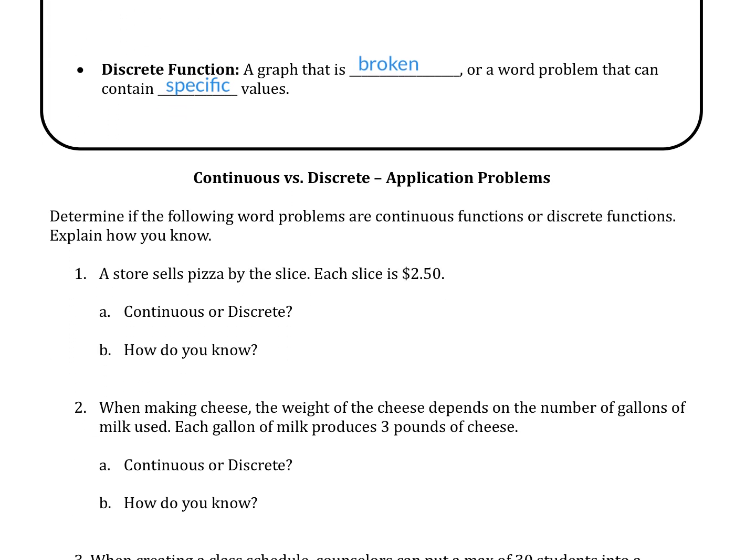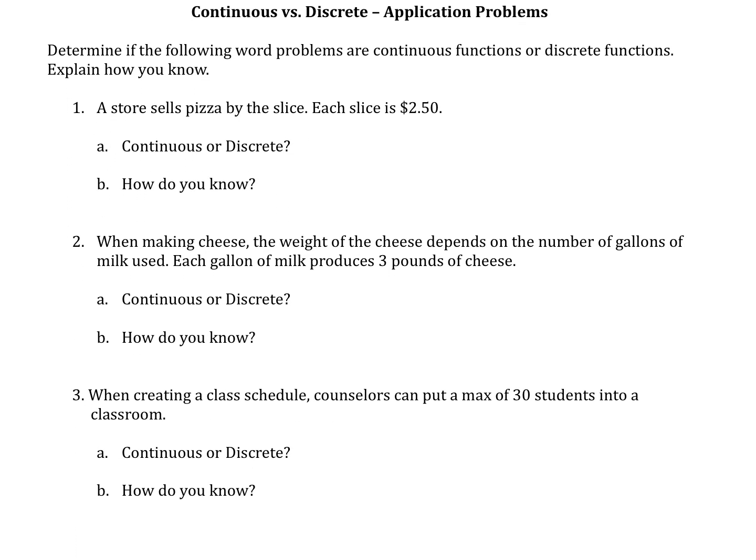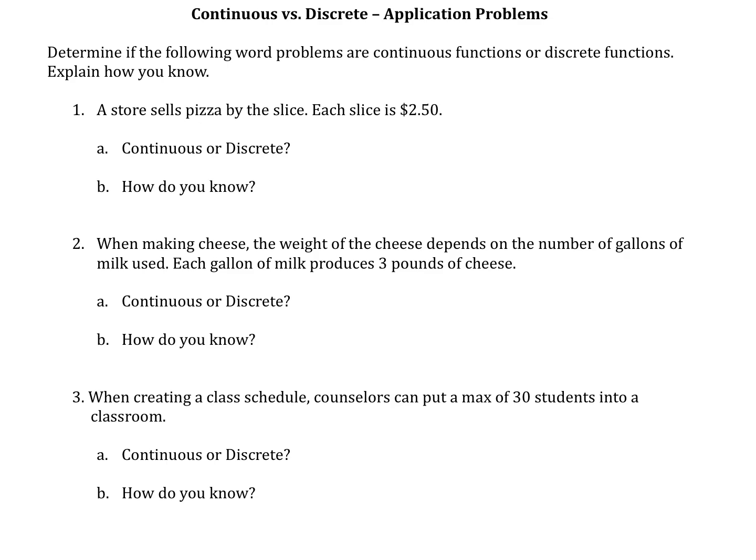Let's take a look at some word problems first, and we're just going to identify, are they examples of continuous or discrete, and how did we know? So number 1 says a store sells pizza by the slice. Each slice is $2.50. Is this continuous or discrete? The correct answer to this is discrete. And the reason being is if I'm going to buy a slice of pizza, the store is not going to let me buy half a slice. I can only purchase whole slices.